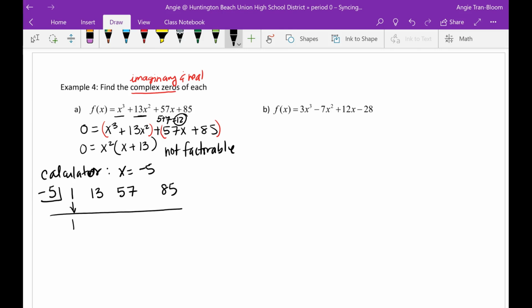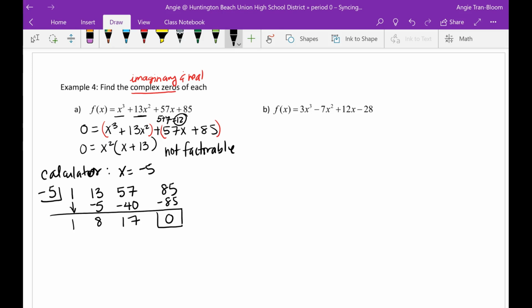-5 times 1 is going to be -5. 13, take away 5 is going to be 8. Multiply, -40, and add to get 17. And I'm going to multiply -5 times 17, which is now -85. We do expect the remainder to be 0, okay?